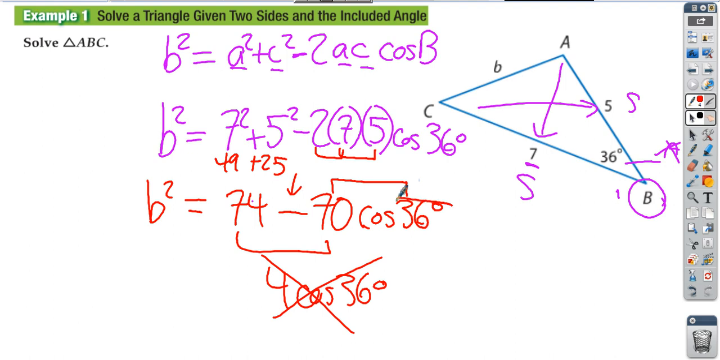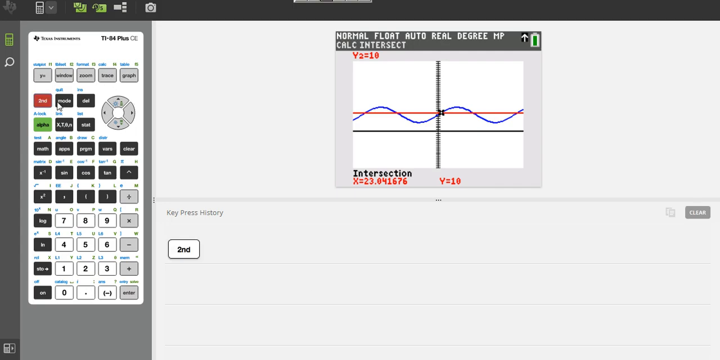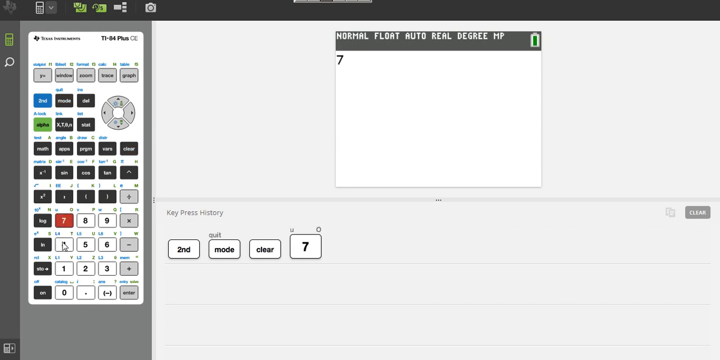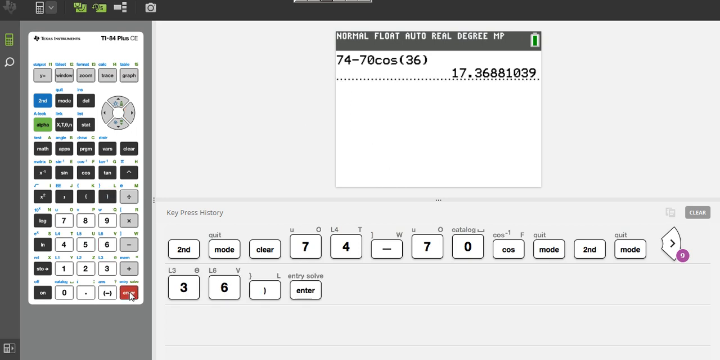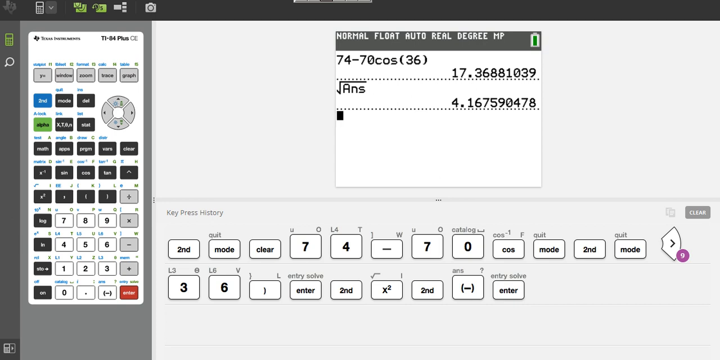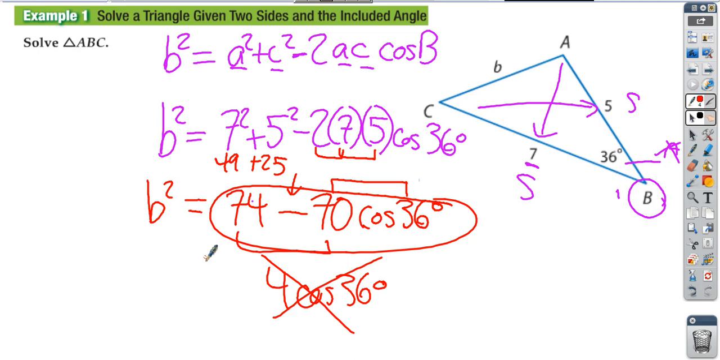So what we need to do now is just plug this in a calculator, 74 minus 70 cos 36, and that's going to equal b squared. Okay, so let's get out of here for a sec. We have 74 minus 70 cos 36. Make sure we're in degree mode. We are. So minus the cosine of 36, and then remember this equals b squared, so we need to square root that. So second answer, and b is then going to be 4.17. I think they want us to round usually to the nearest 10, so let's round that to 4.2. Okay, so this side equals 4.2.